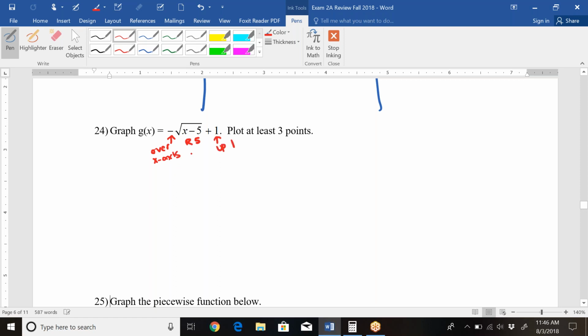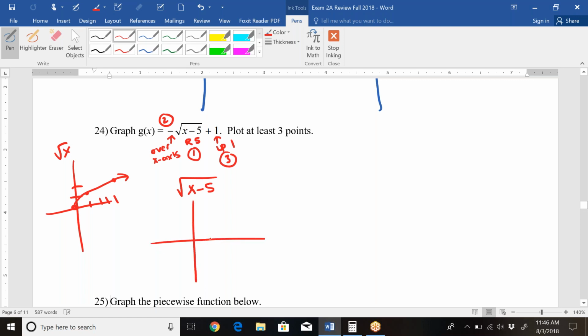So in terms of order of operations, the one that's inside the radical needs to be done first. Then we would multiply by a negative before we would add. So that's going to be the order that we do them in. So again, we have our square root of x, (0, 0), (1, 1), (4, 2). Those are the 3 standard points you start with. And we're going to start off with that x minus 5 under the radical. So we're going to shift the whole thing right 5.